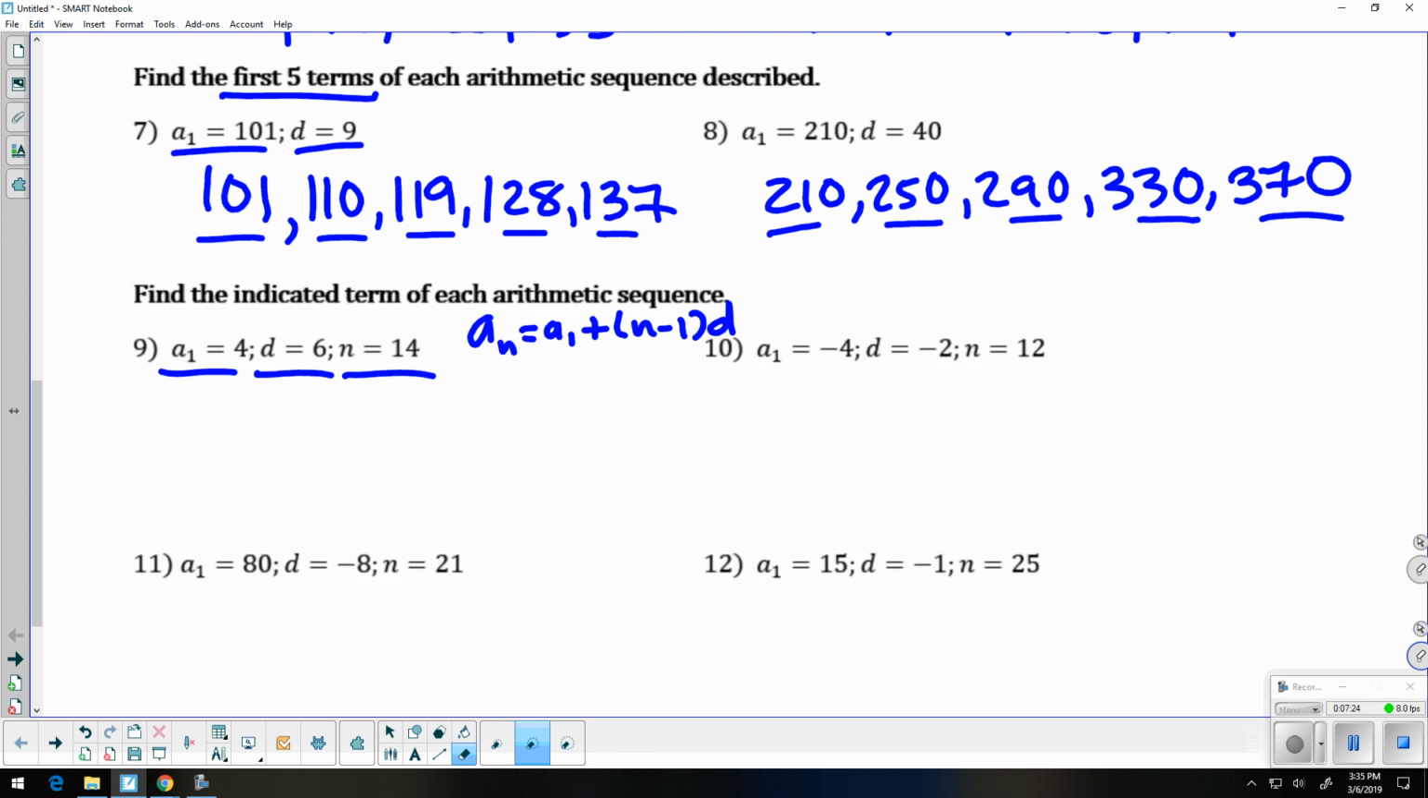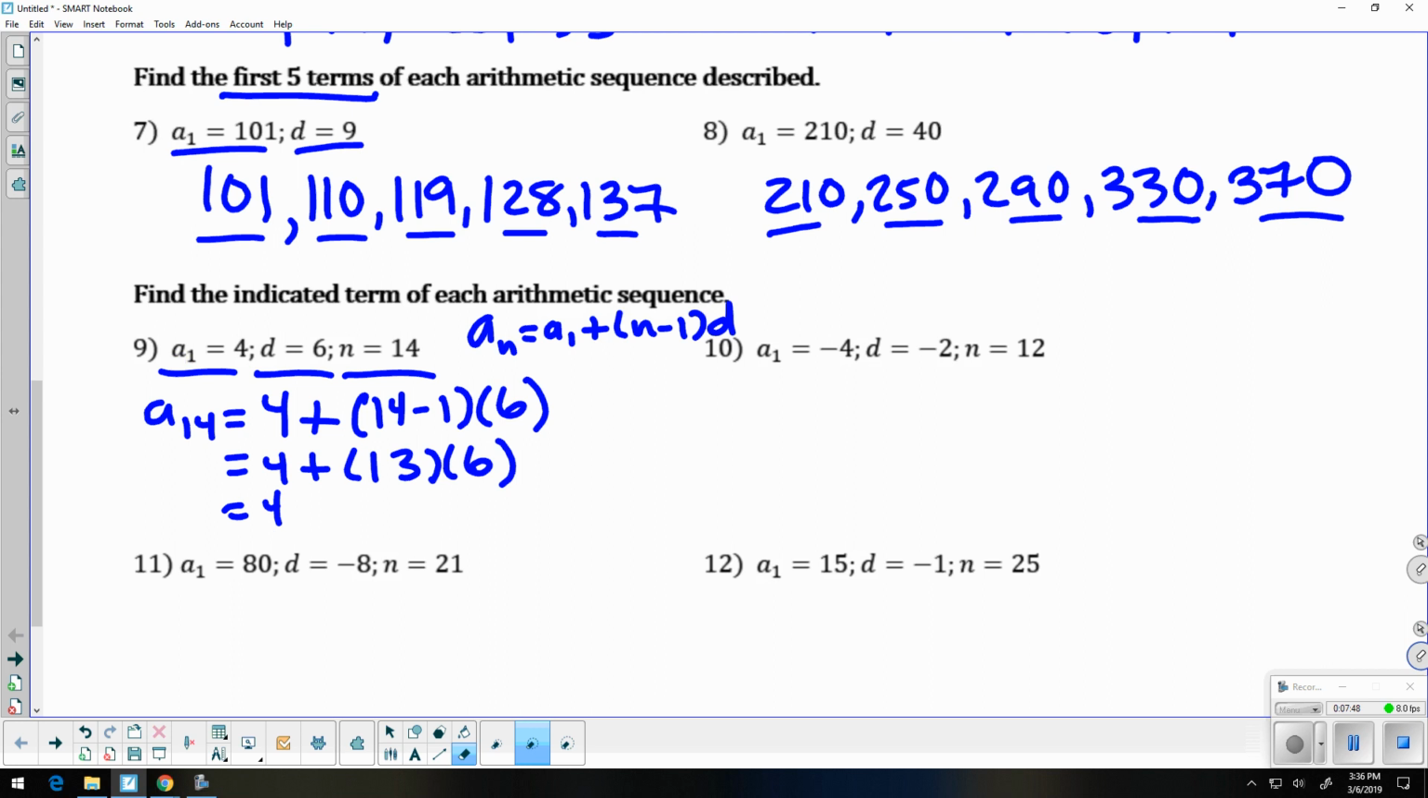So what we're trying to find again, we want to find the 14th term, a sub 14. We know the first term is 4. Plus sign comes next, and then n minus 1 times d. Just plug it all in where it goes. That's it. So now just do your calculations, use your order of operations, PEMDAS. So first, parentheses, that's 13. And then this would be 4 plus, so now multiplying, 13 times 6 should be 78. And then we just need to add these two together. 82 would be the 14th term in the sequence.